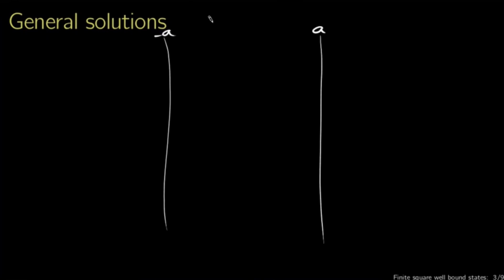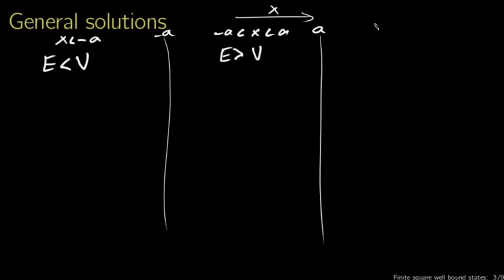The general solutions that we're working with, we have three regions. We have a region to the left of the well, a region in the center of the well, and a region to the right of the well. So let's say this is minus A and this is A in some imaginary x-axis to this panel. For x less than minus A, if we're looking for a bound state, we know the energy is less than the potential. For minus A less than x less than A, we know the energy is greater than the potential. And for x greater than A, we know the energy is back to being less than the potential. So those are the sorts of solutions that we're working with.